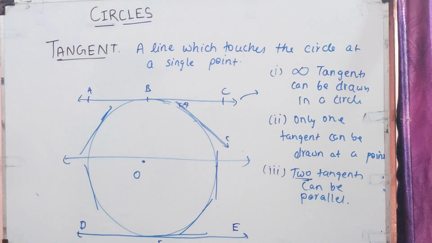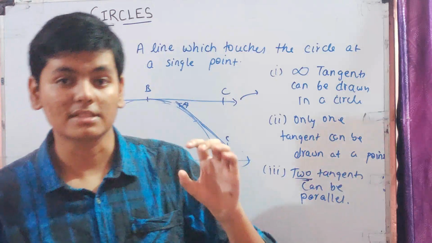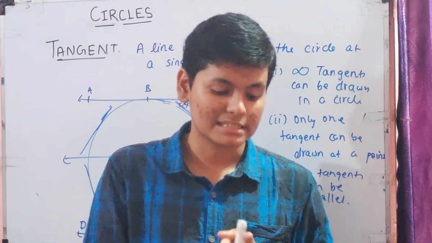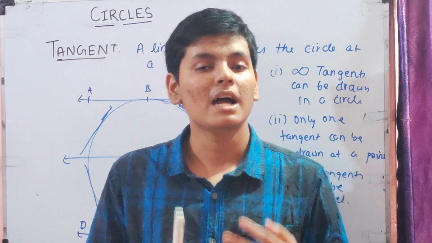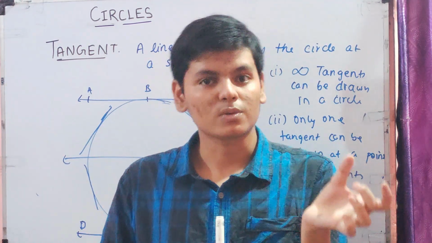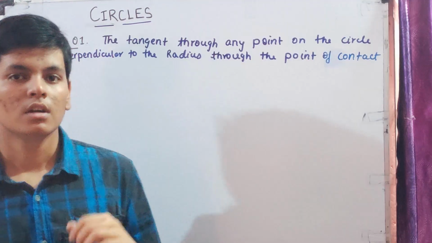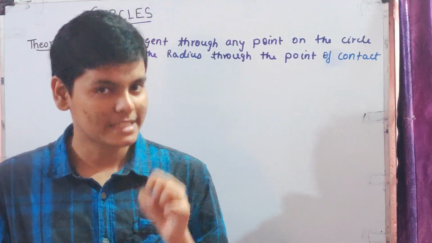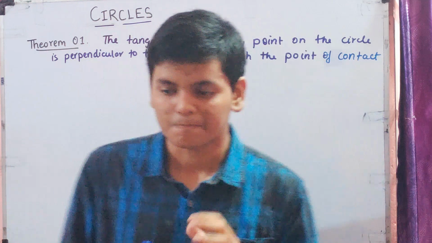Hence, we have completed three topics: what is a circle, the relation between line and circle, and then tangents. Now, let us move on to the theorems which are related to these tangents and then questions. So now we are going to discuss some theorems in circles.